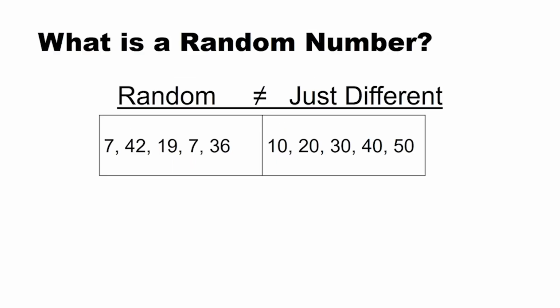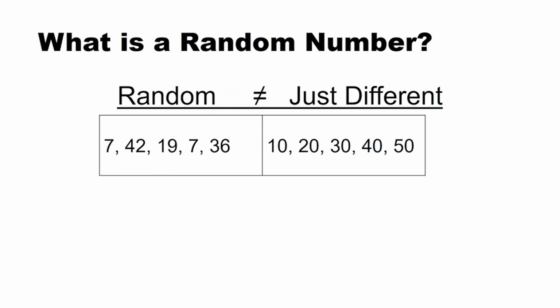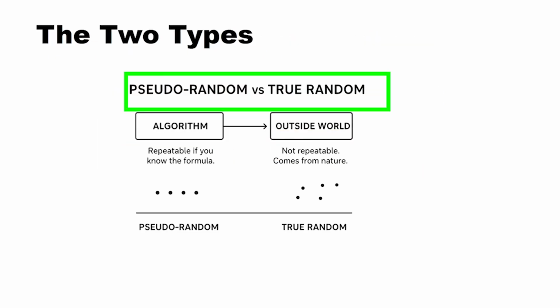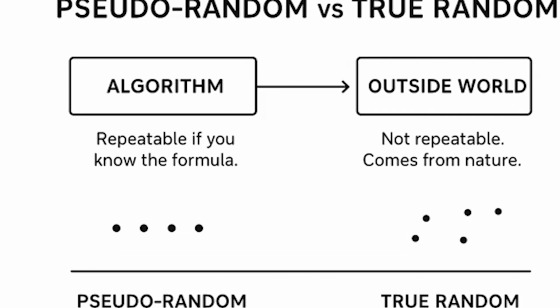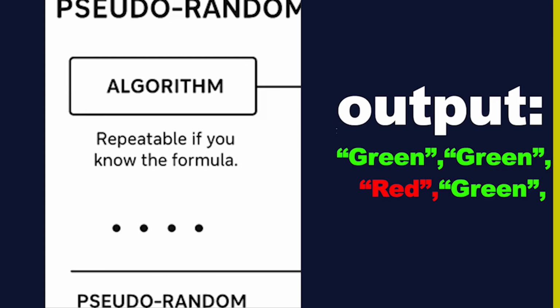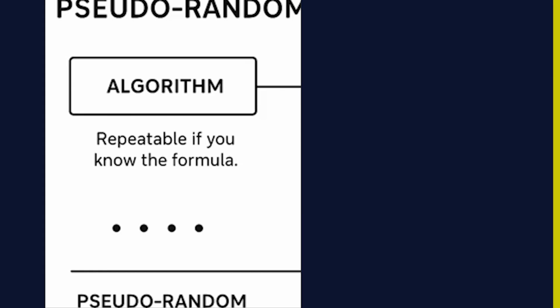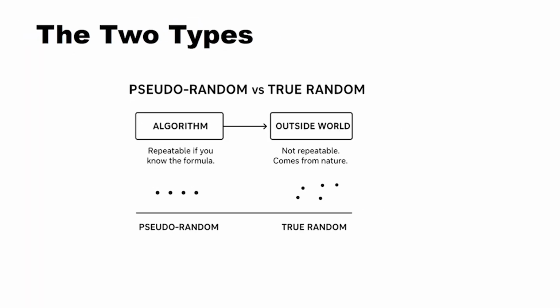What about random numbers? Random numbers are totally different from different numbers. A random number cannot be predicted and can be repeated, while different numbers cannot be repeated. Let's look at pseudo-random and true random. Pseudo-random values are generated by computer programs. They can be repeatable if you know the formula used to create them, while true random values are naturally random and are different.